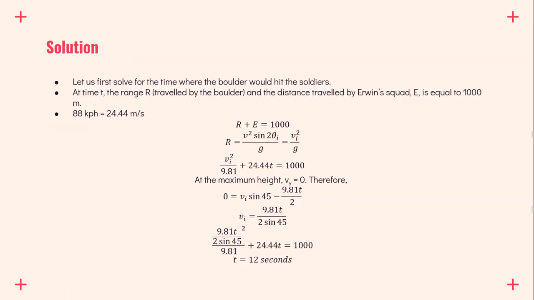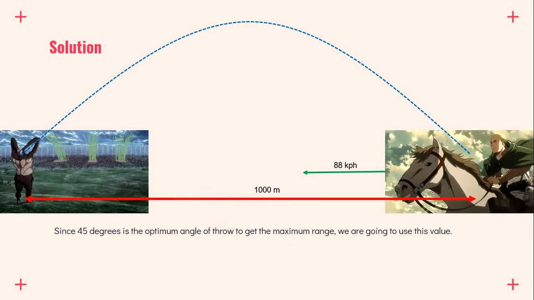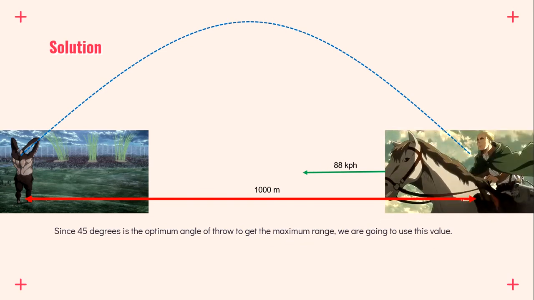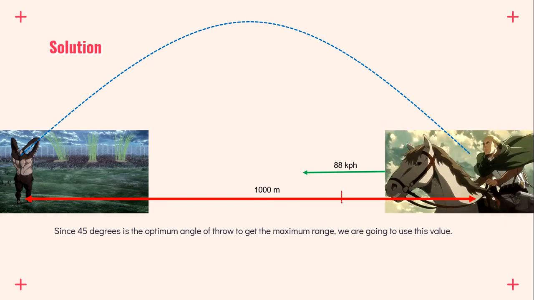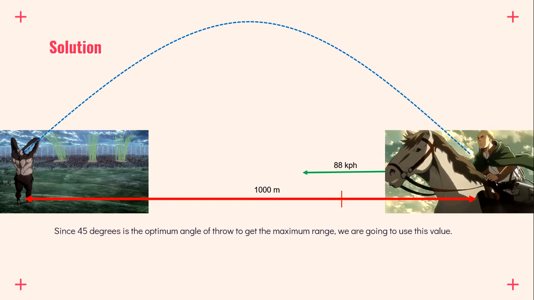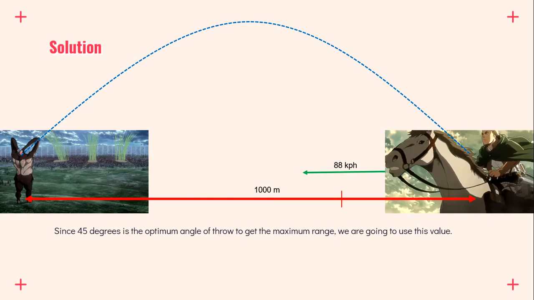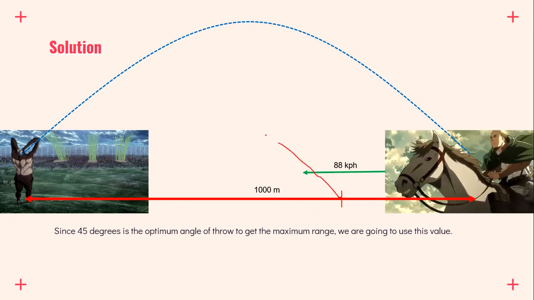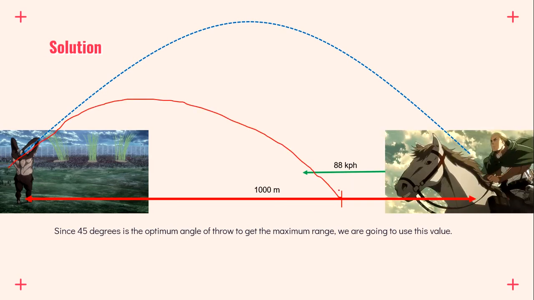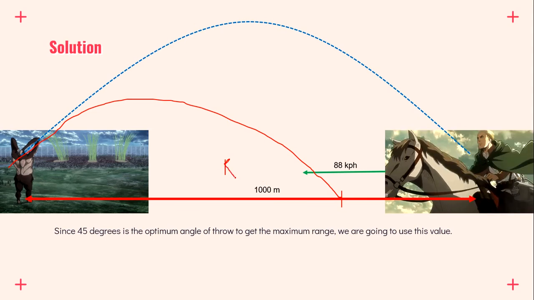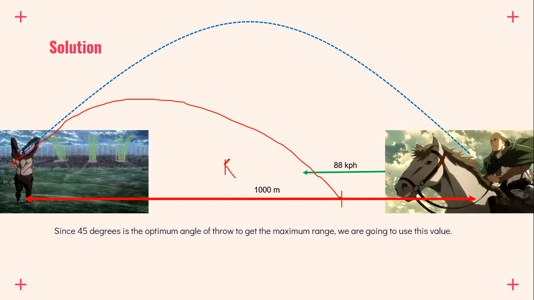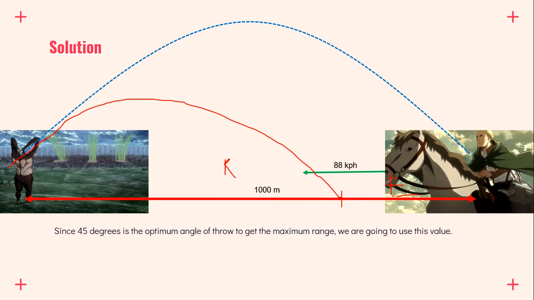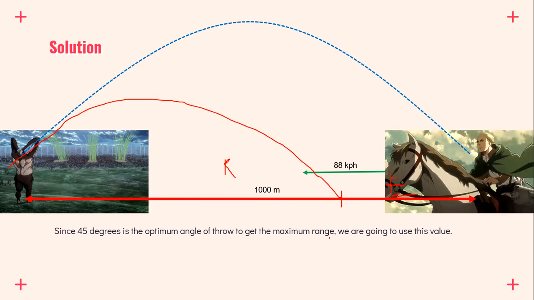Okay? So to solve this problem, let us solve first for the time where the boulder would hit the soldiers. So suppose that this is the origin point of the soldiers, so they will travel this far. And suppose that you throw the boulders at just the right velocity, they will reach this point. So this will be equal to R, and this is equal to E. So R plus E is equal to 1000.